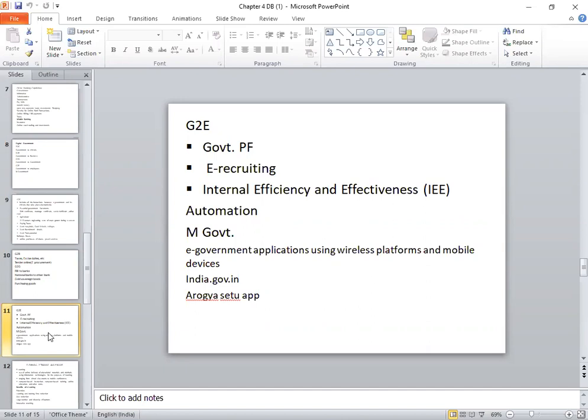Now coming to the M government, mobile government. Since the penetration of smartphones is increasing, the shift is moving from this internet to mobile, usage of mobile. Do you get the messages from the government offices on your mobile? What type of messages do you get?